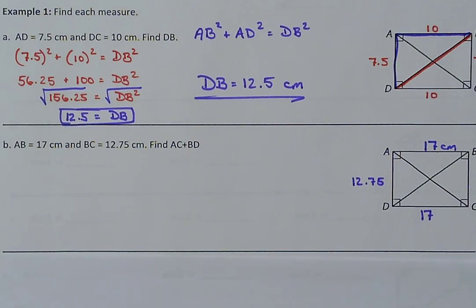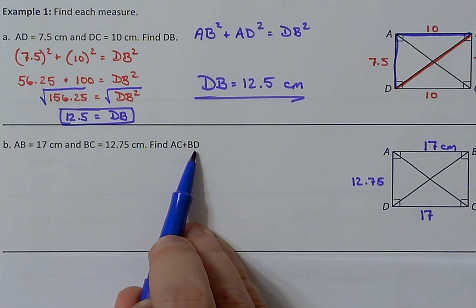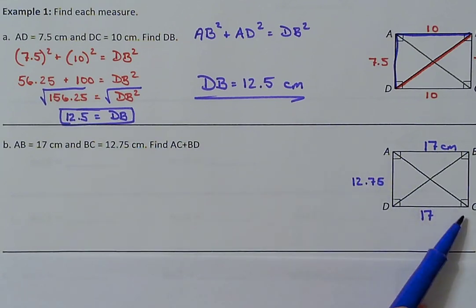Now, this one asks me to figure out what AC plus BD is. So AC and BD are the two diagonals. The goal for this one is to figure out the length of one of the diagonals and then take that number and add it to itself, and that will give you your answer. If it were to ask you to subtract the two diagonals, if they are the same measure, it's just going to end up being 0. So if we're doing AC plus BD, it doesn't matter which one we go with in terms of solving.